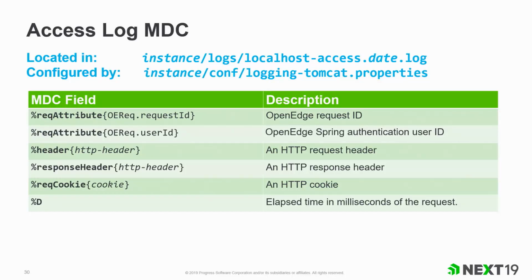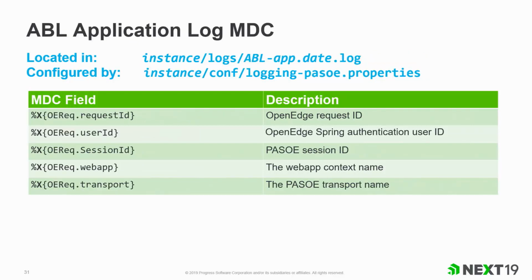So this is what you can do with the access log. Again, I didn't list all of them. These are kind of the new important ones. This request ID, user ID, and then the HTTP headers. If you're looking at the ABL application logging, it's got a similar set. So it's got that request ID, it's got the user ID, but it also has a session ID. So the PASOE session ID you can inject into that log message. The web app context name and the transport name.